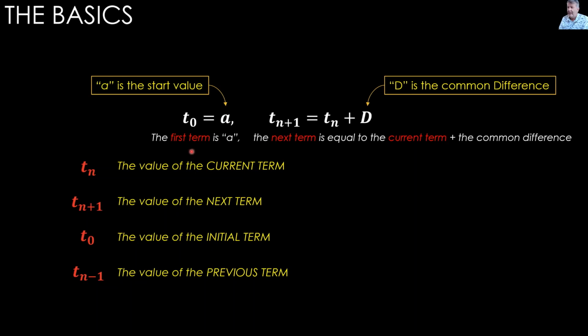Okay? If you're not sure, put it in English. Say it in English. Don't just say T0 equals A, Tn plus 1 equals Tn plus D. Well, it's just variables. Put it in English. The first term is A. The next term is equal to the current term plus the common difference. Ready to have a look at some arithmetic sequences? Let's apply it a little bit.